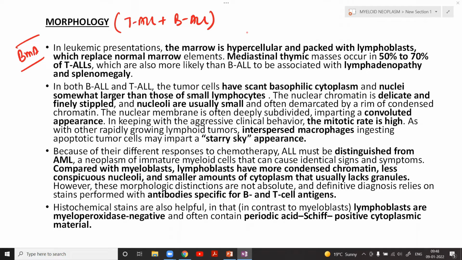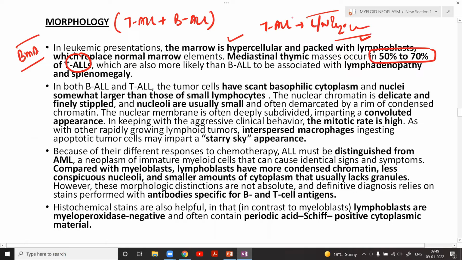in case of leukemia, you are going to see that the marrow is hypercellular, and packed with lymphoblasts, which replace the normal marrow elements. Now, mediastinal thymic masses, as I told you, 50 to 70% of thymic masses are of T-ALL origin. T-ALLs involve the lymph nodes and secondary lymphoid organs much more than B-ALL, so you are much more likely to get lymphadenopathy and splenomegaly with T-ALL as compared to B-ALL.